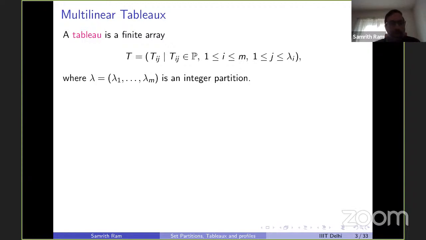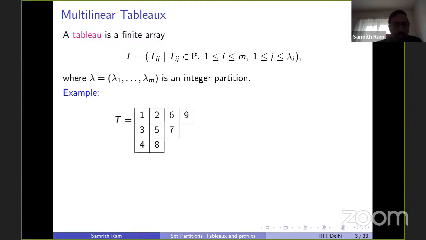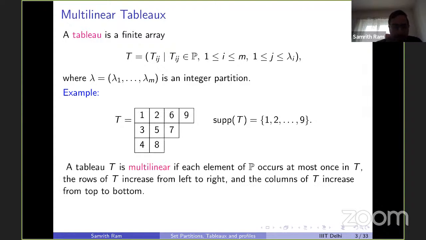So a tableau is simply a finite array Tij of positive integers. We think of it as taking the Young diagram of the partition lambda and filling the cells with positive integers. Here is an example: that's a tableau of shape 432. The support of T will simply be the positive integers that occur in T. We'll say that a tableau is multilinear if each positive integer occurs at most once in T. That is, entries are not allowed to be repeated.